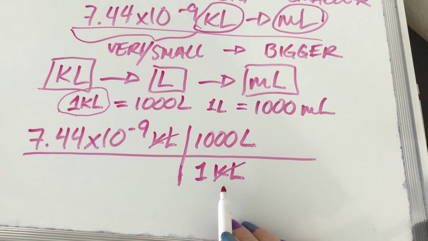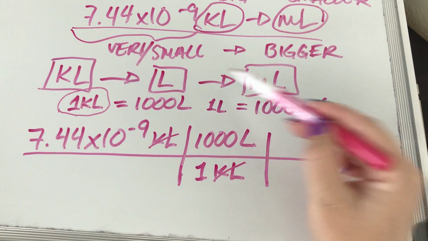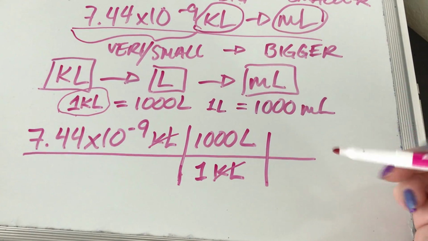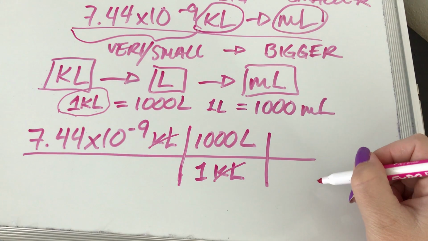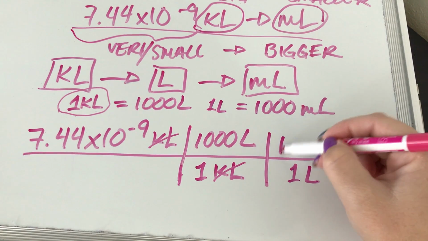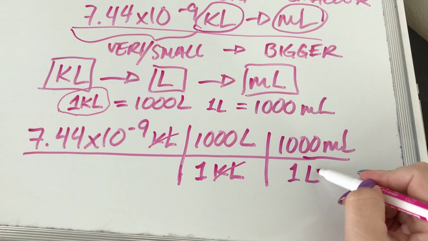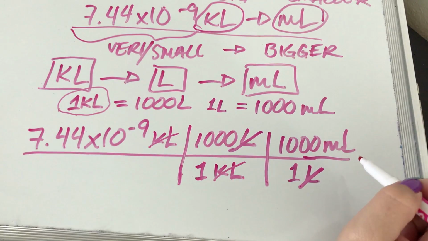Okay, so everybody comfortable with that step? Cool. So then, now we're in liters, right? So now we need to make our next jump. What unit should be on the bottom? Liters. So for every 1 liter, I have 1,000 milliliters, exactly. Right, so now my liters cancel.